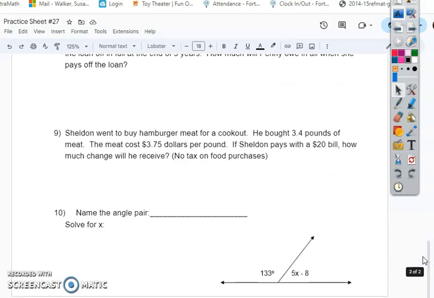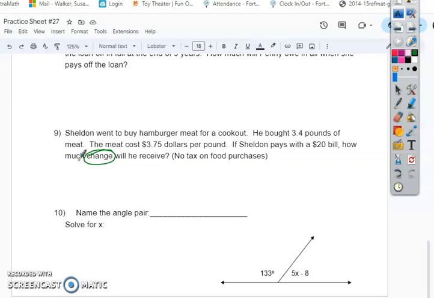Number 9. Sheldon went to buy hamburger meat for a cookout. He bought 3.4 pounds of meat. The meat cost $3.75 per pound. If Sheldon pays with a $20 bill, how much change? I got to remember that. I don't want to forget that. And then we don't have to worry about tax on this.